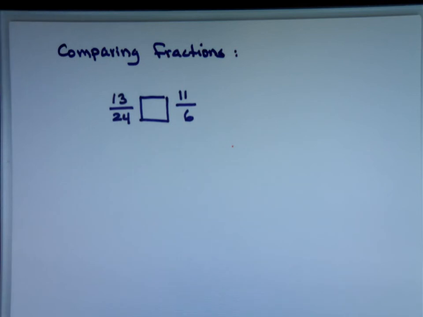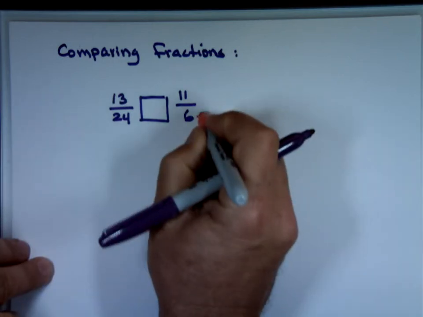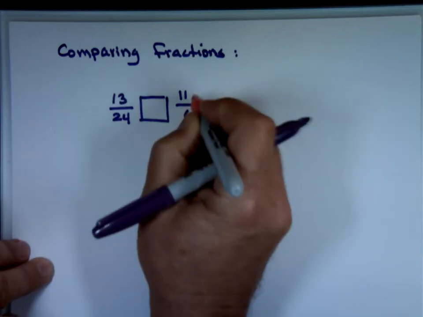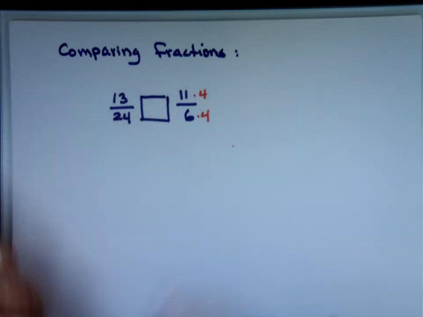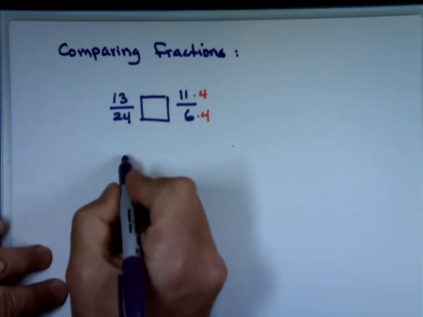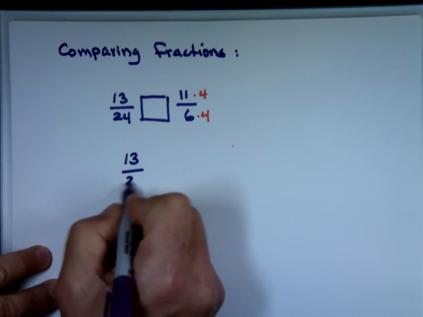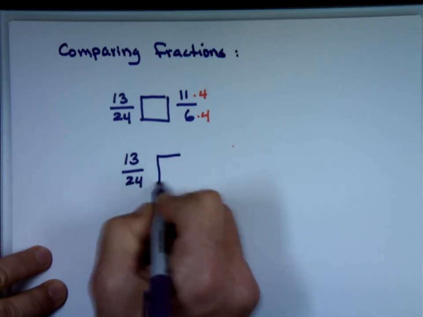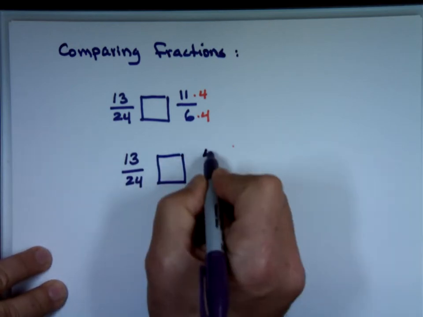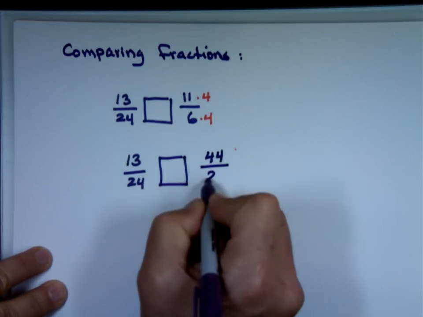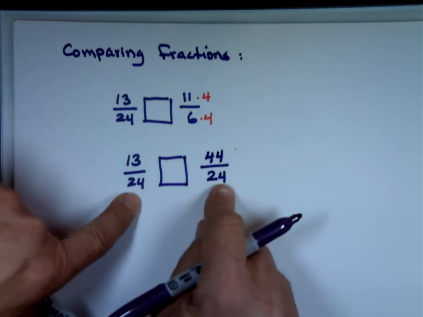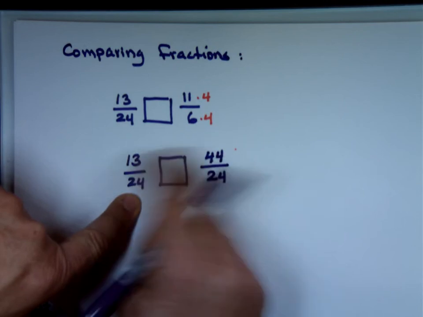Multiply the 6, right? Multiply 6 by what? 4. Sure. So if you multiply the bottom of this fraction by 4, you're going to multiply the top by 4. So what do we have now? 13 over 24. And the other one becomes what? 44 over 24. Since the bottom is the same, which one's bigger, the 44 or the 13?